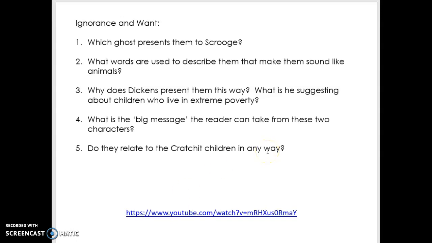Do they relate to the Cratchit children in any way? I mean, they do make me think of Tiny Tim a little bit. The fact they're quite deformed, I'm not suggesting Tim is deformed, but the way Dickens is using this idea of being physically broken as a representation of how society is broken. Social attitudes to the poor are broken, and children are suffering the most. The vulnerable, the weak, the innocent, the ones society has a duty to protect, are being failed in the most horrific way. So it's a really powerful and emotional message.